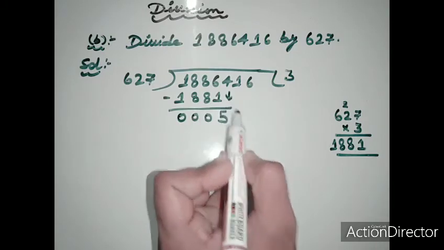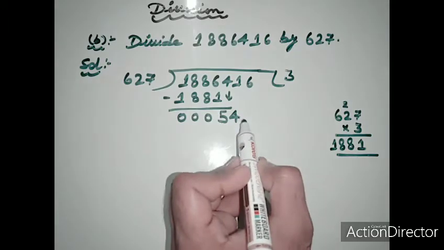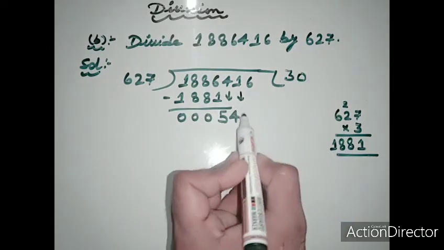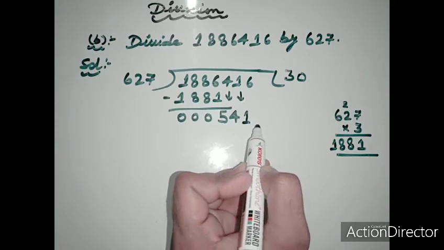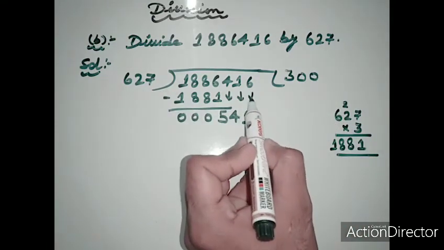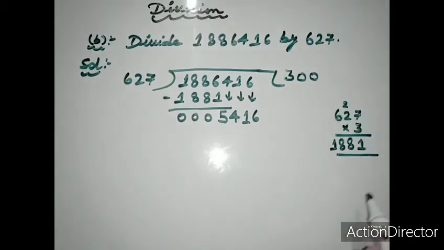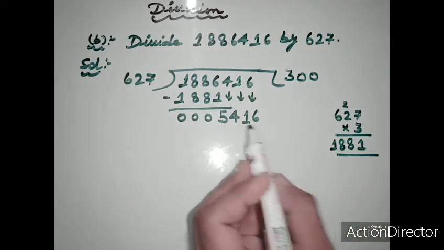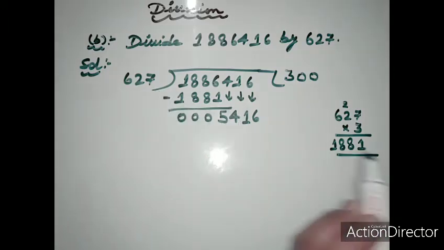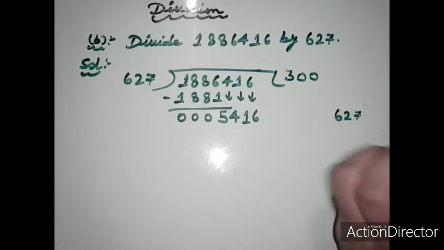Now we take these all numbers here, 4. So after that here we take one more number, right? So we increase 1, 0 here, and we take 1 here. So we need over 4 numbers, so here we take one more 0 here and take 6, right? After that, how many times is 5416 divisible by 627? So here we multiply this number by 8.